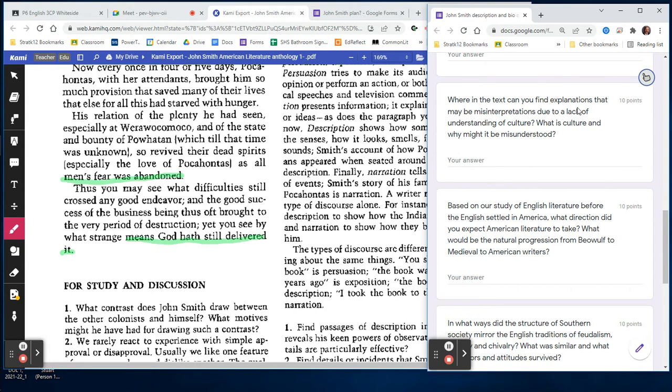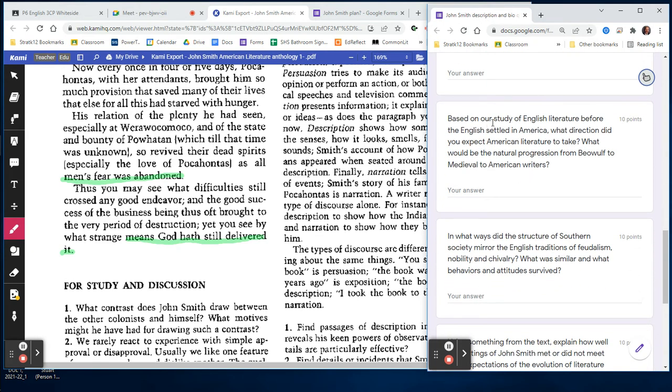Where in the text can you find explanations that may be misinterpretations due to a lack of understanding of culture? Okay, so did the European guys understand the Native American ways? No, because it was different. Did the Native Americans understand the Europeans? No, because it was different. All right. Culture is the sort of the rules and ideas that you get from the people you live with, and it could be misunderstood by people of a different culture who have different ways and rules and ways of living.